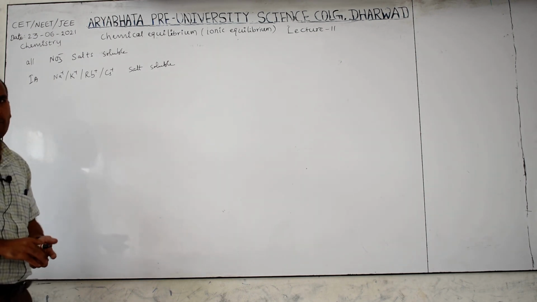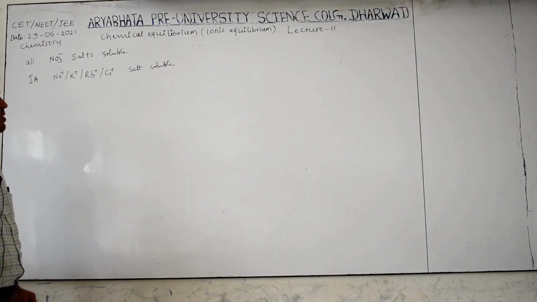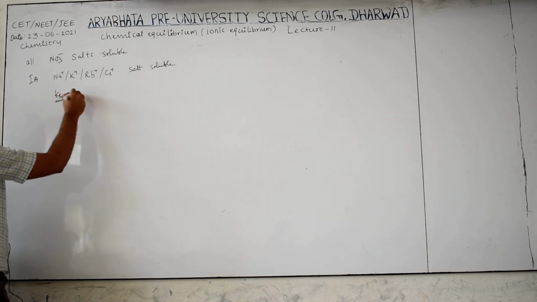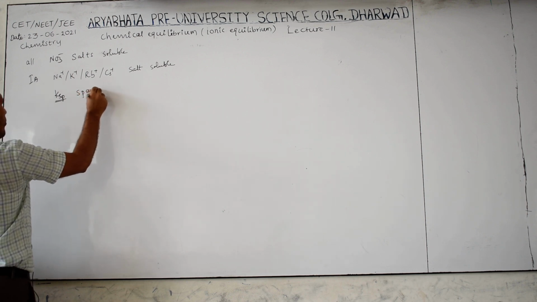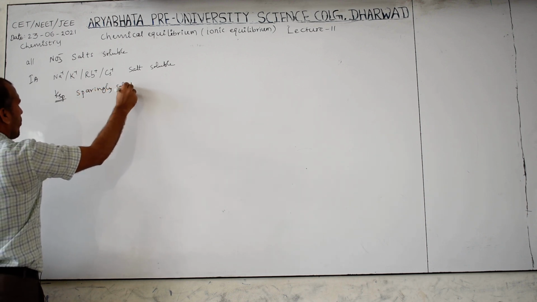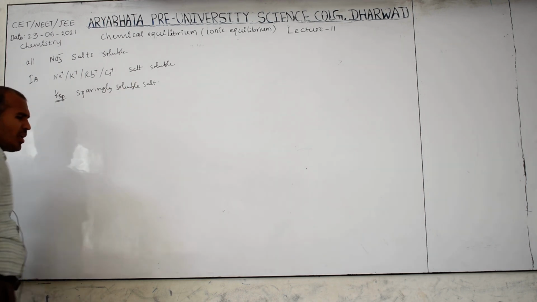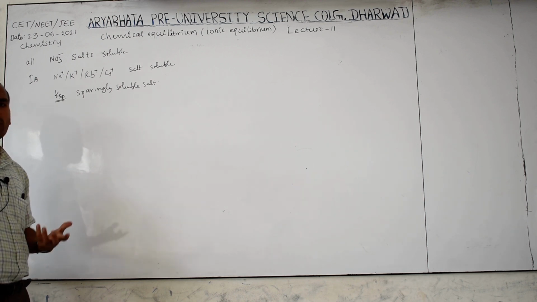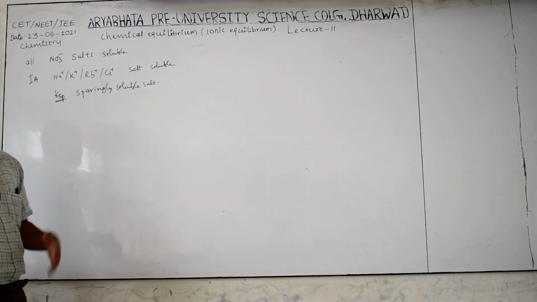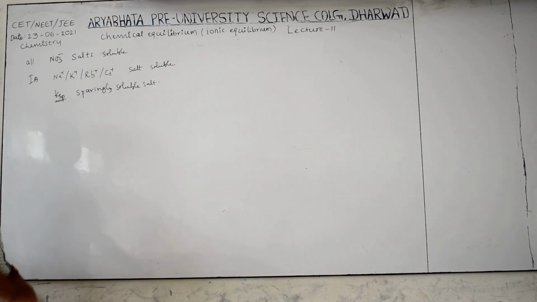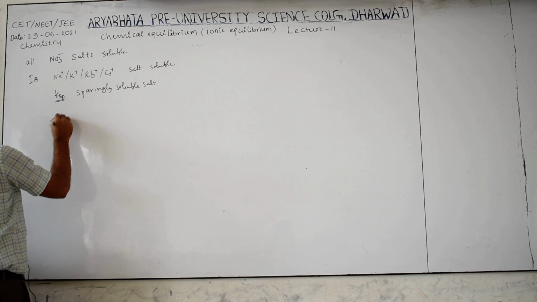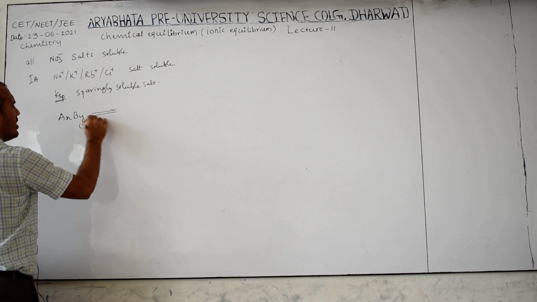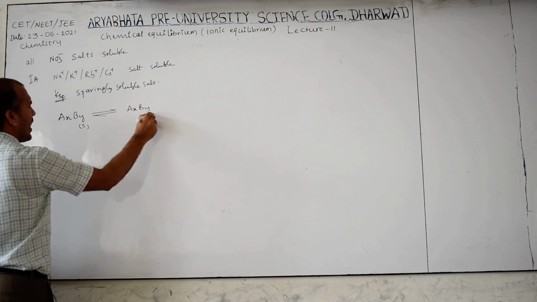If you don't know which are soluble and which are insoluble, then it is difficult. And one more thing: when Ksp is given, that is a sparingly soluble salt. Generally phosphates, sulfides, carbonates, hydroxides are insoluble salts, but not all. So only a few are insoluble salts. Now consider AxBy. This is solid.